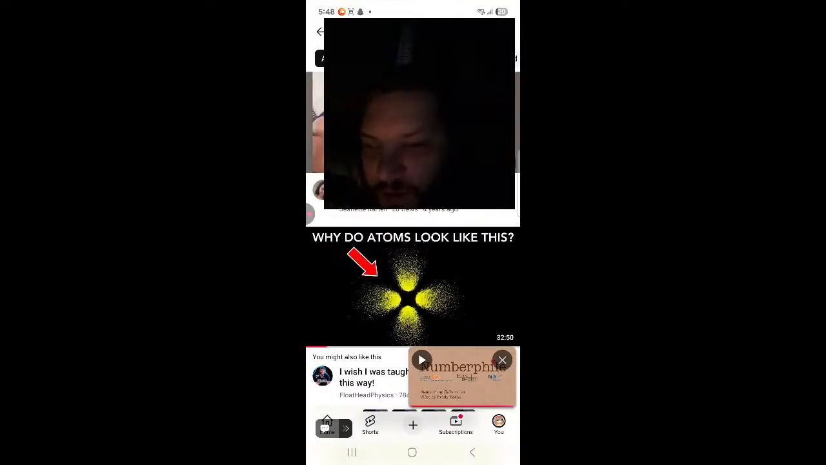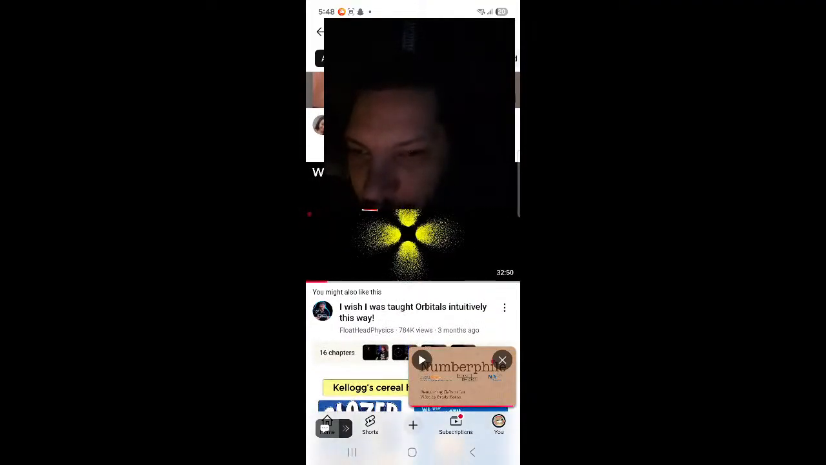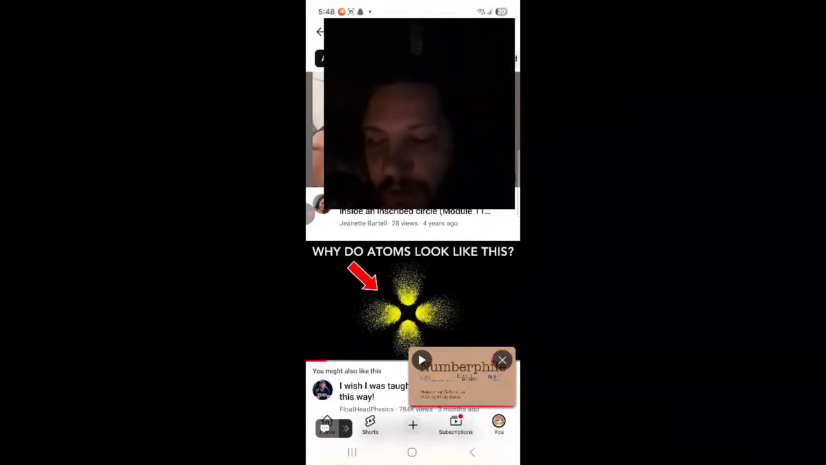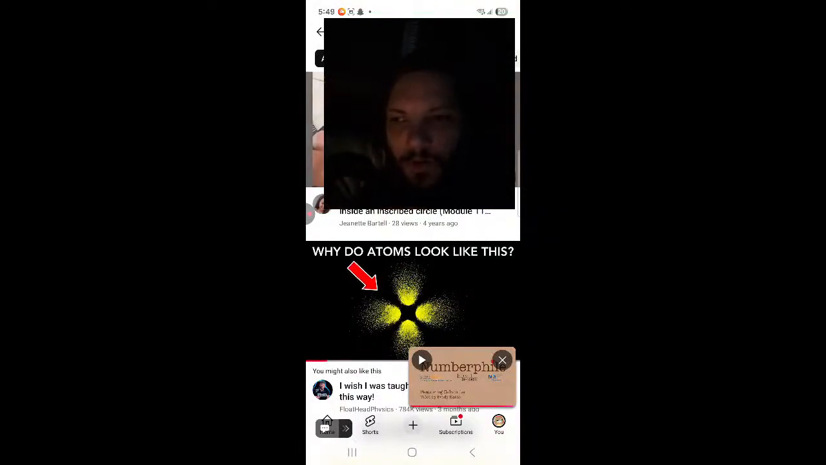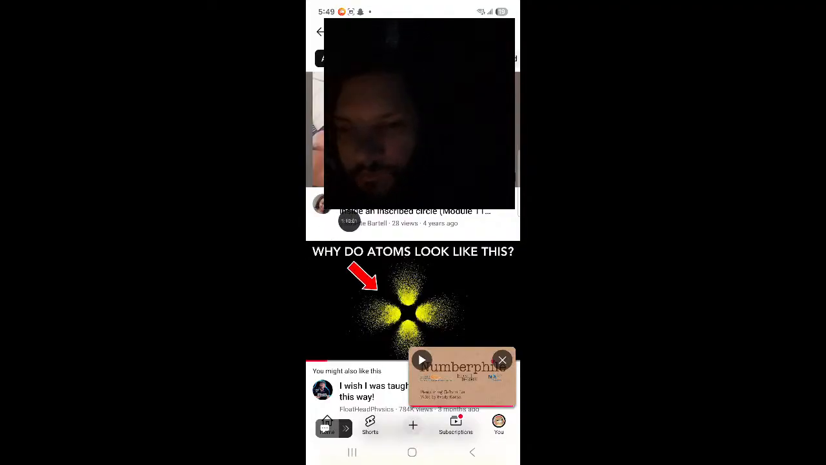Why do atoms actually look like this? I think I told you that in a different video. Maybe go look at that one. It's fascinating. It was something about electrons going at 500 trillion RPM around an atom. But yeah, that's a thing.